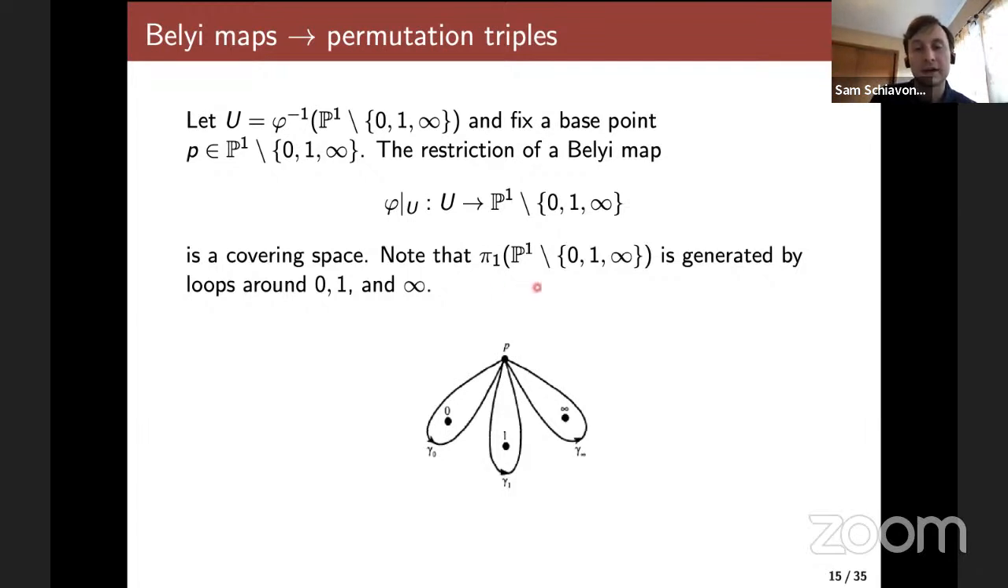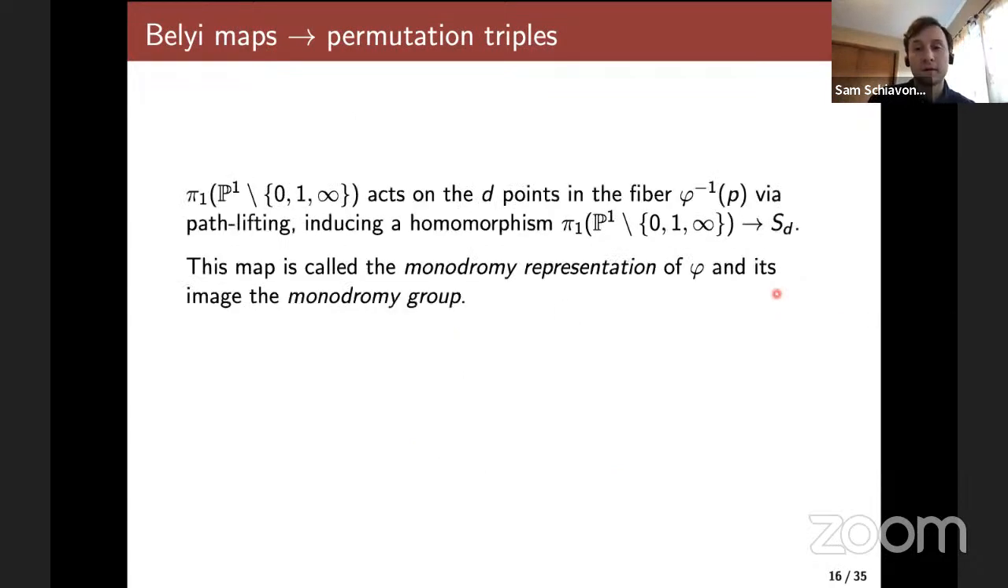Also notice that P1 minus 3 points has fundamental group generated by loops around 0, 1, and infinity, which I've drawn here in this picture below. So you can already see why it might make sense that we'll have three permutations, since we have these three loops. All right, so how do we get the permutations? By results in covering space theory, the fundamental group of the base, P1 minus 3 points, acts on the D points in the fiber above our base point P by path lifting.